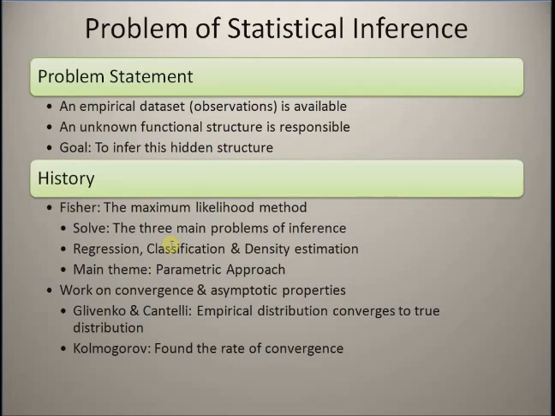These observations can be measurements of physical processes such as atmospheric phenomena like rainfall, soil moisture, temperature, and so on. Or it can be data from, for example, social media. So the background is that we have an unknown functional dependency or unknown functional structure that actually generates this data.